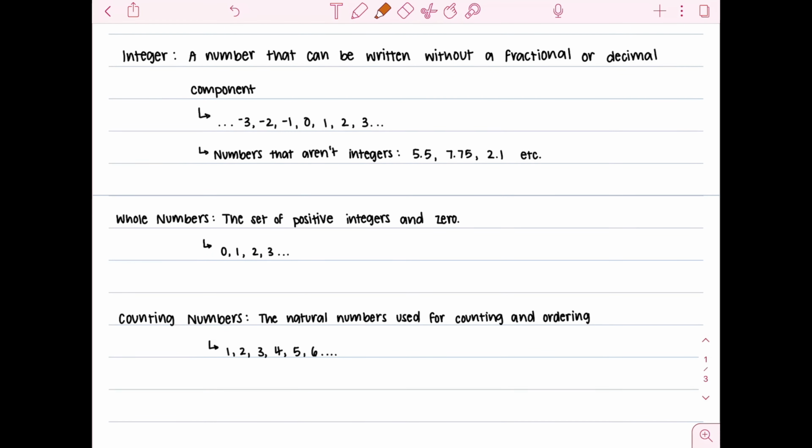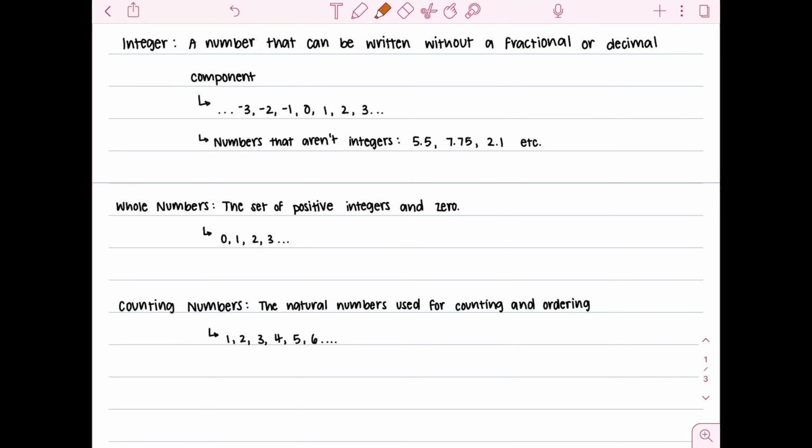And you can do this with any number that just does not have a fractional or decimal component. Numbers that aren't integers include 5.5, 7 3/4, 2.1, etc.